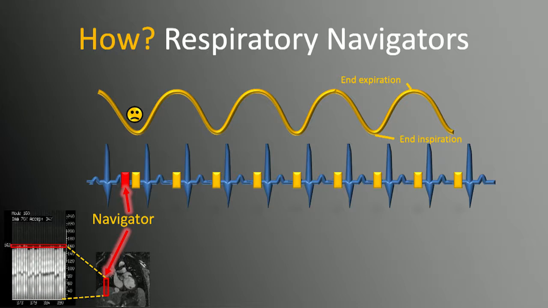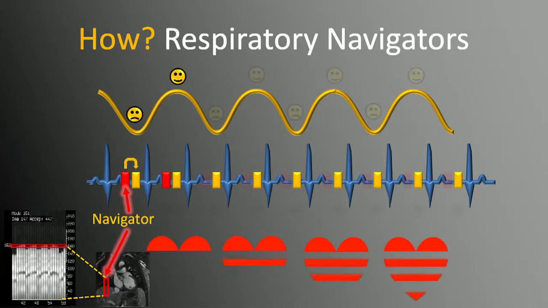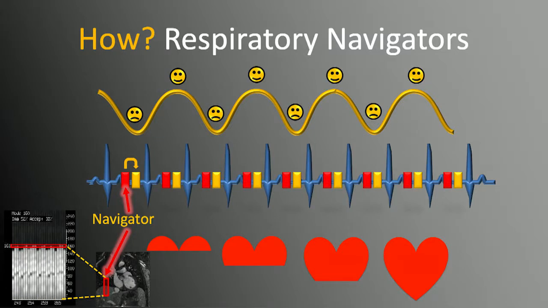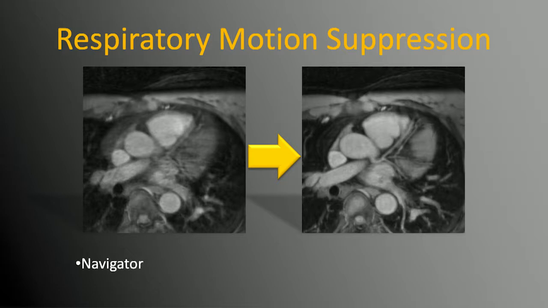So if this is, for instance, during end inspiration, you say that's not a good data point because I would like to collect the data during expiration. So you tell the acquisition not to collect the data and to remeasure those data again. You keep doing that until you can piece together an image of the heart that always comes from the same respiratory position. Now, if you add this navigator technology to EKG gating, you can see again the image steadily keeps improving.